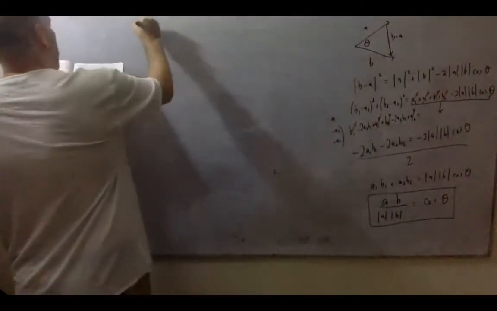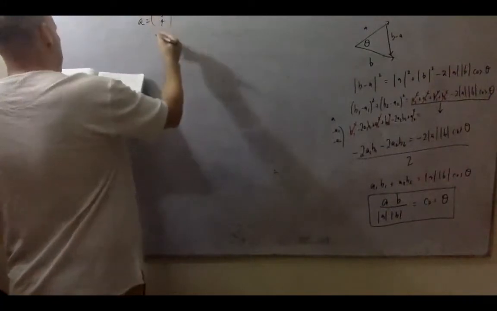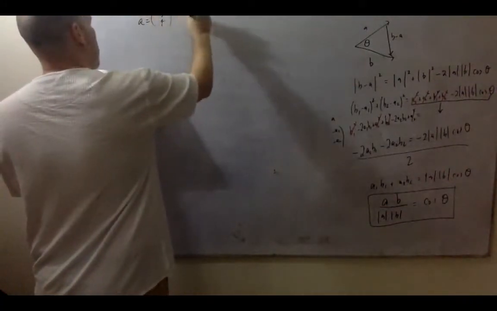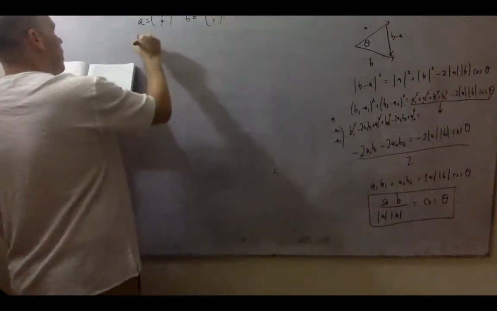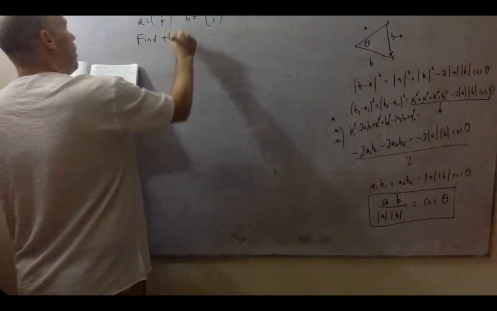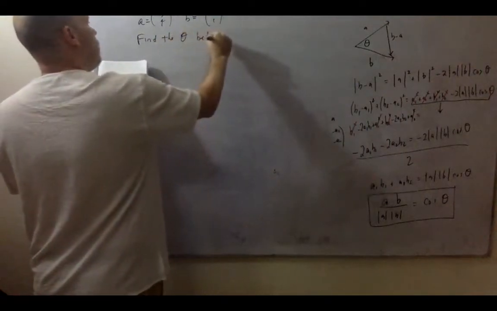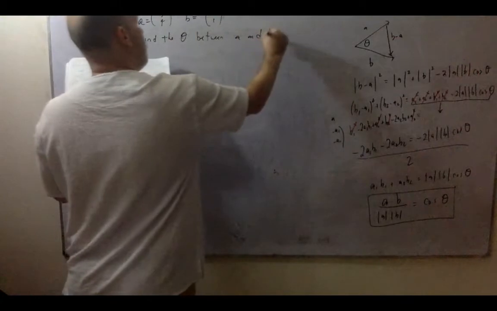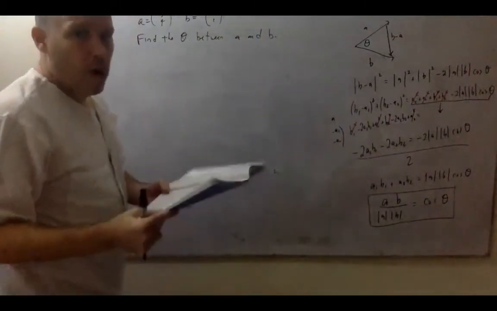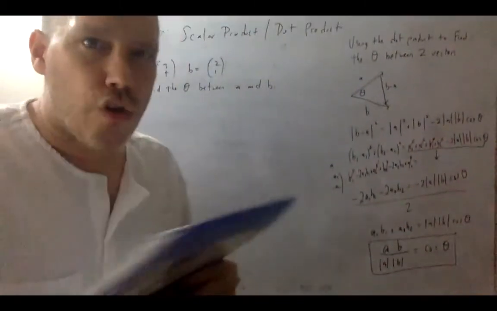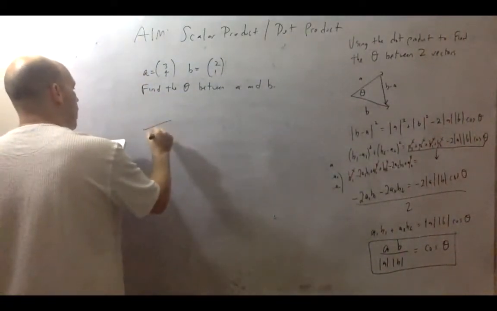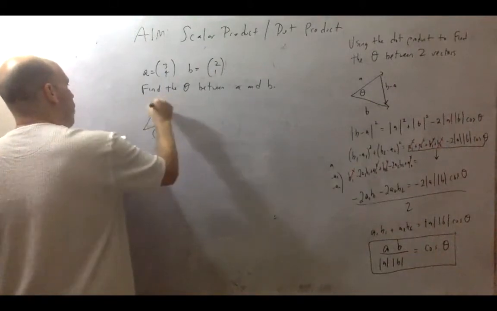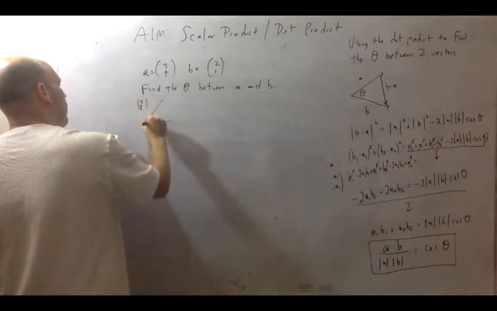Let's see. We have two vectors. Vector A is 3, 4, and vector B is 2, 1. The question is find the angle between A and B. So you can draw a picture if you want. This is like 2, 1. And this is 3, 4. You're looking for the angle here.